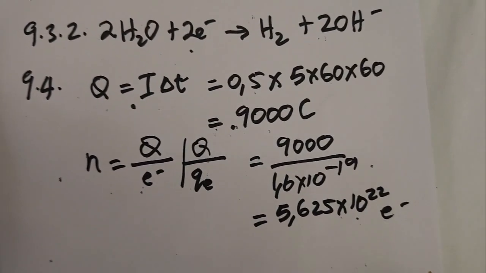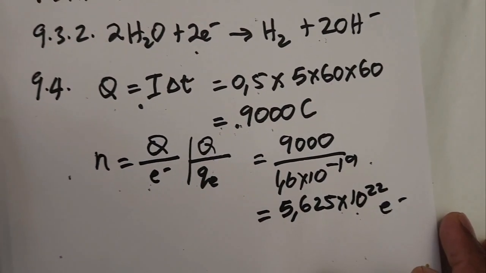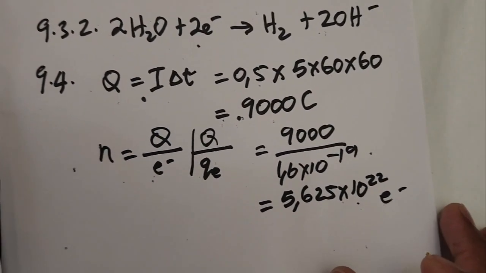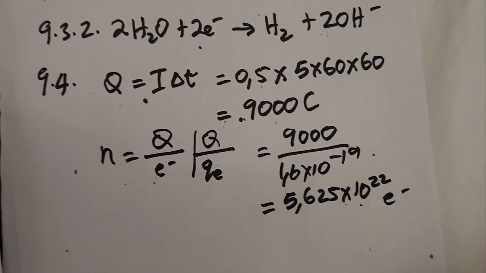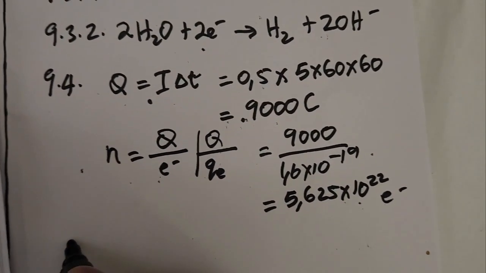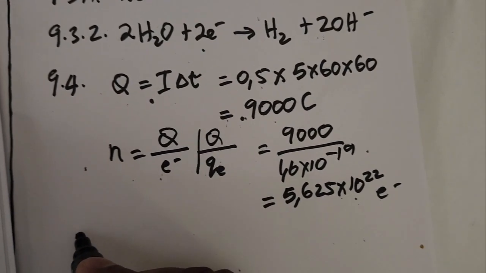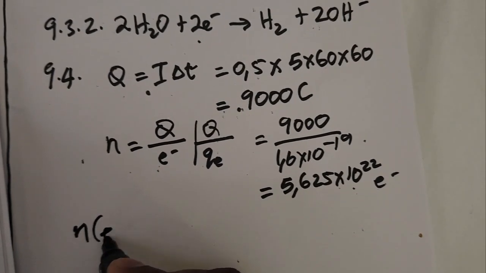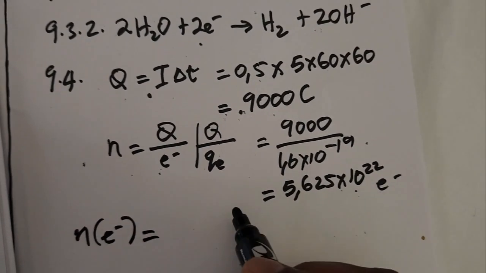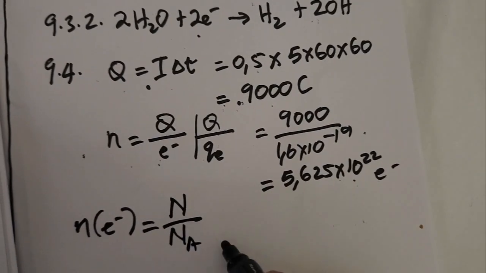Now, if we know the number of electrons, remember we can go back and now say the moles, because we don't worry about number of electrons. Now we move to chemistry. We need to talk about mole. So the moles of electrons, number of moles of electrons, we are using now the Avogadro, n over Na.